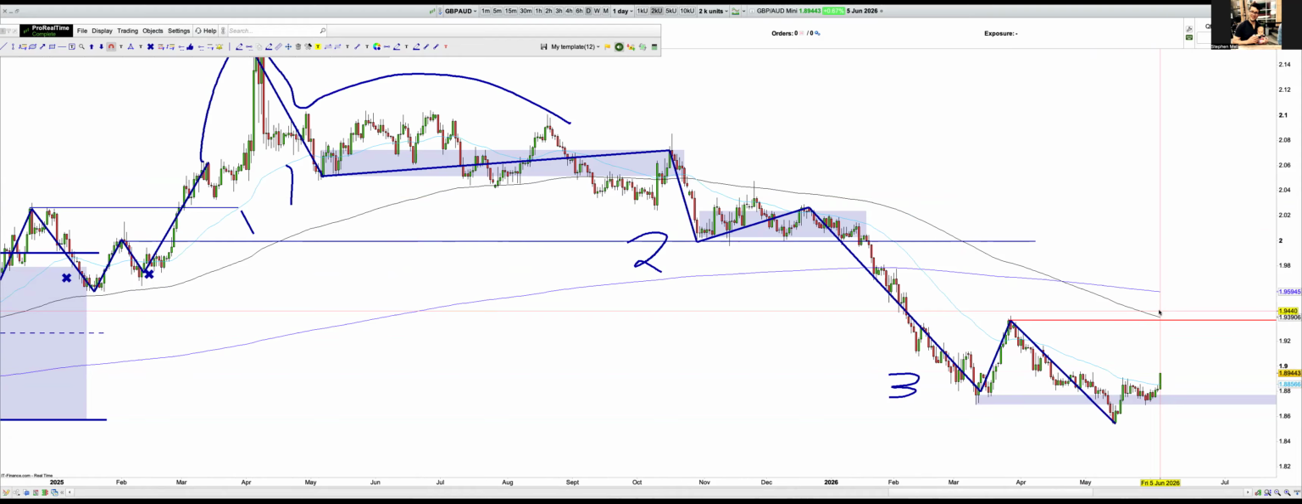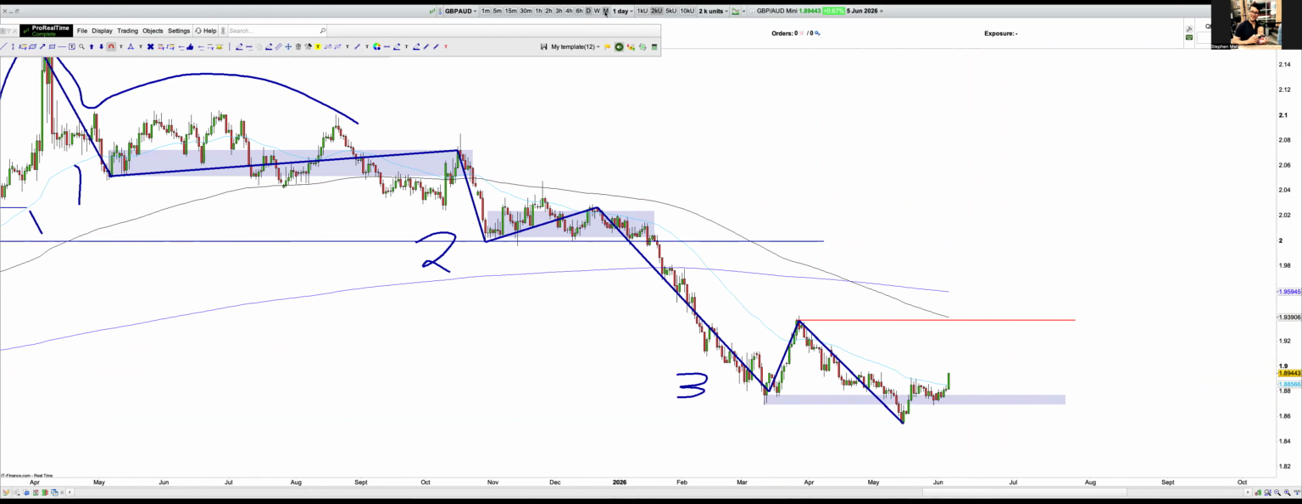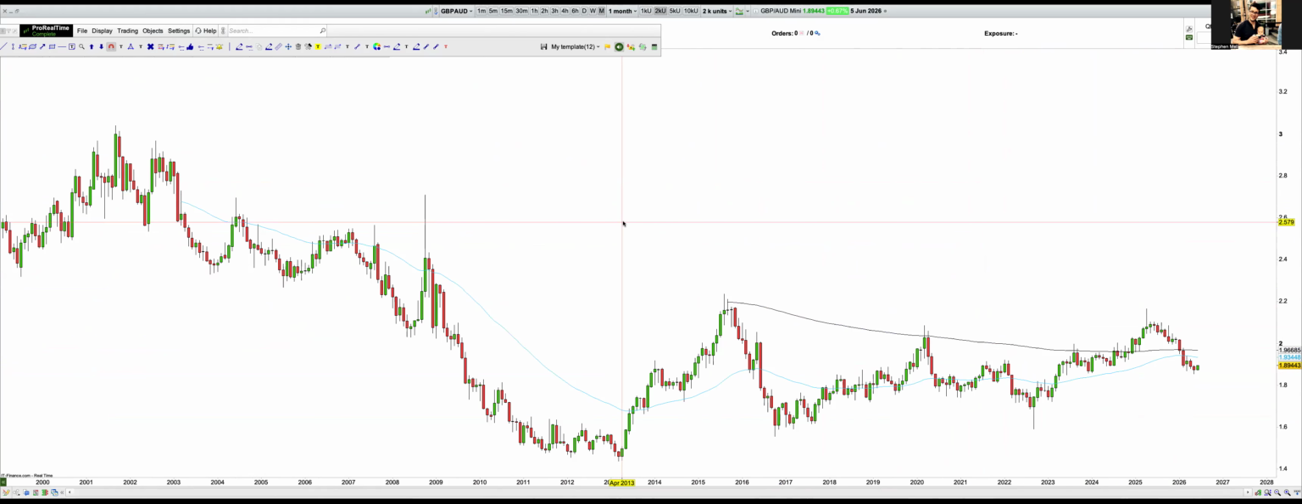And my imagination is we take out these. And if it does start building, there's a big gap from here to here. That's the next takeout. Could be very wrong. I'm often wrong, but I do like to speculate with a solid method behind me. That's the GBP AUD picture.